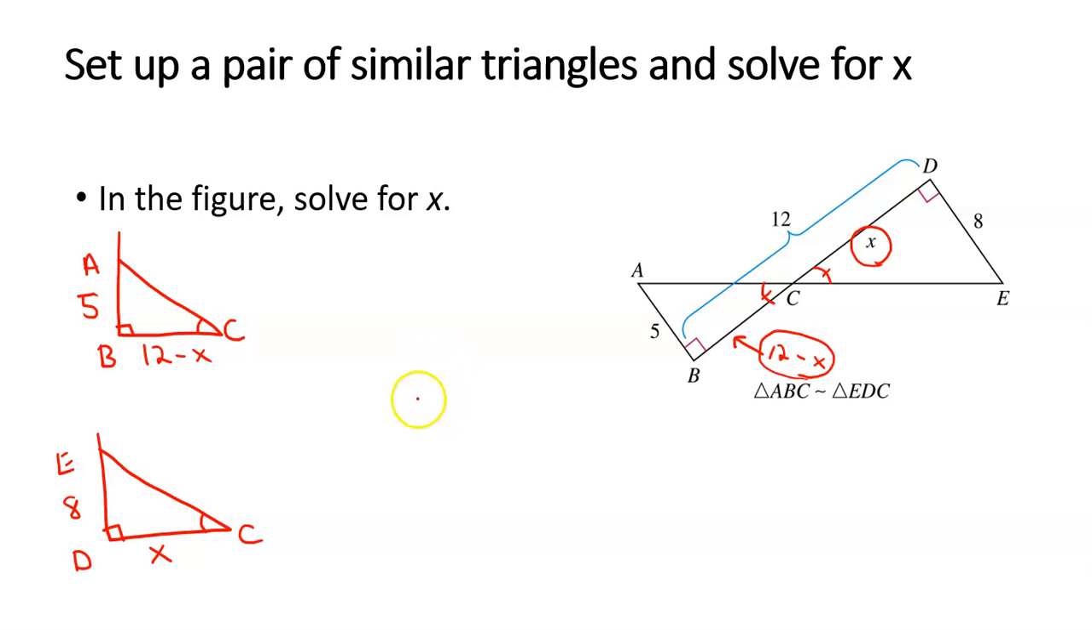And now it should be easy to set up a proportion. So the ratio of AB to ED, 5/8, is the same as the ratio of BC, which is 12 minus X, to X. Now, do you have to set it up that way? No, you could do 8 over 5 and X over 12 minus X. That'll work also. You can do side over base, right? You could do 5 over 12 minus X, and then you could do 8 over X. As long as you set them up in corresponding order, it doesn't matter. It'll all work out the same.